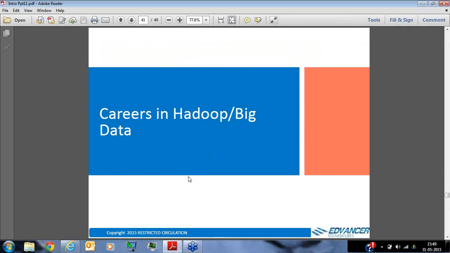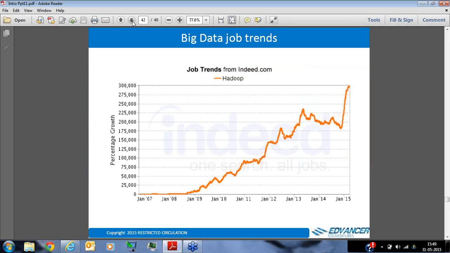So let's talk about some careers in this field. This field is all about data, so let's look at data. If you look at job trends on a job portal called Indeed.com, they provide a job trend engine where you can put in any key term and see how many jobs there are, or rather what the growth in the number of jobs in that area is. If you put in the term Hadoop, this is the graph you will see. You can do it even now and check Indeed.com job trends.